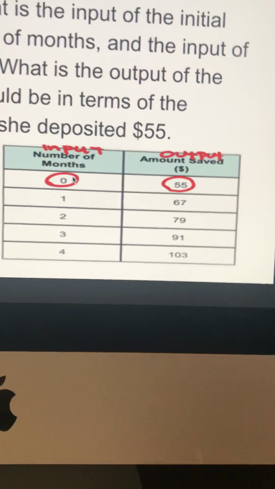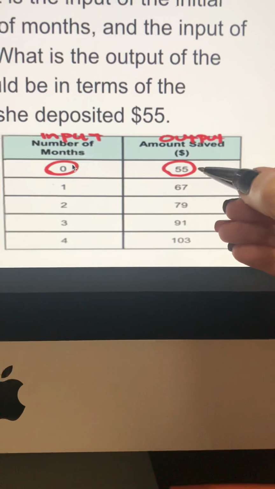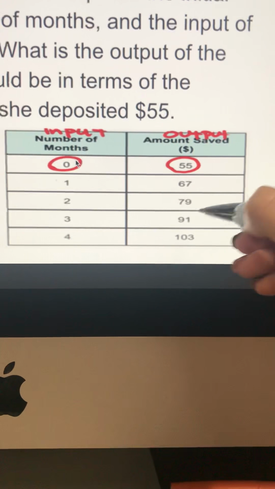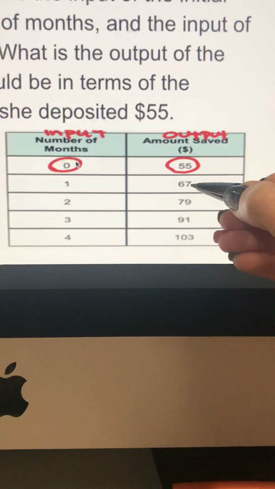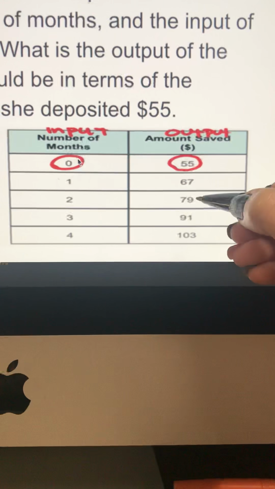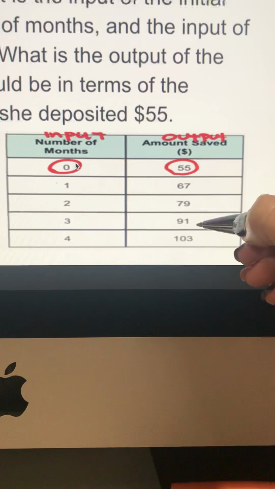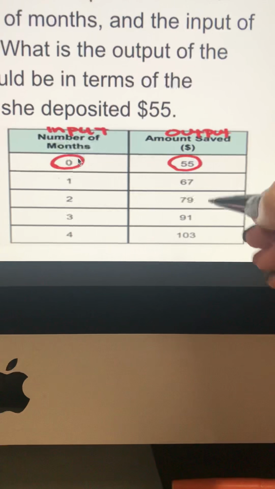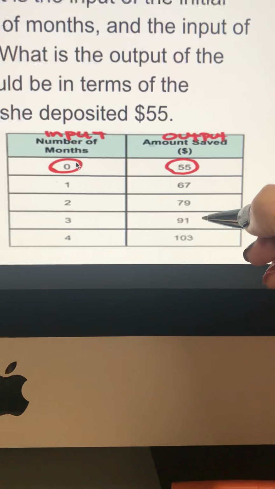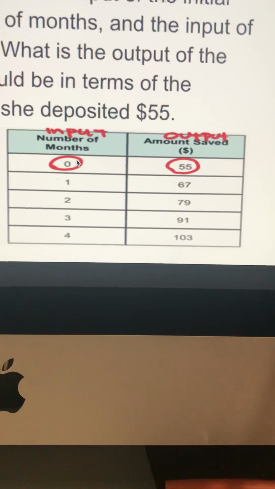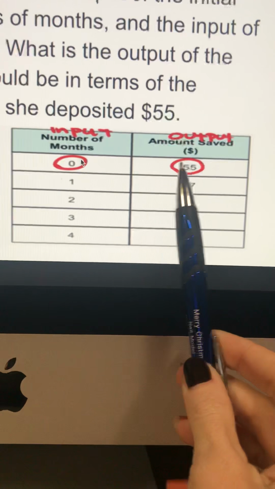And then to determine the rate of change, we're just trying to figure out the common difference between all of these numbers. So from 55 to 67 is plus 12. And then from 67 to 79 is plus 12. And from 79 to 91 is plus 12. So we know our rate of change is positive 12. And our initial value, or the y-intercept, is 55, because we always want to look at when X or the input is 0.